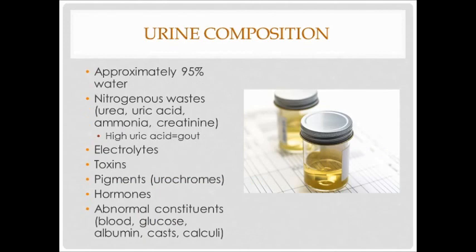So urine is about 95% water, but there are a lot of things that can be within urine. Generally, there's a lot of nitrogenous waste, like urea, uric acid, ammonia, and creatinine. Those are usually components of muscle breakdown. So the more urea, uric acid, ammonia, creatinine you see, your muscles may be breaking down.